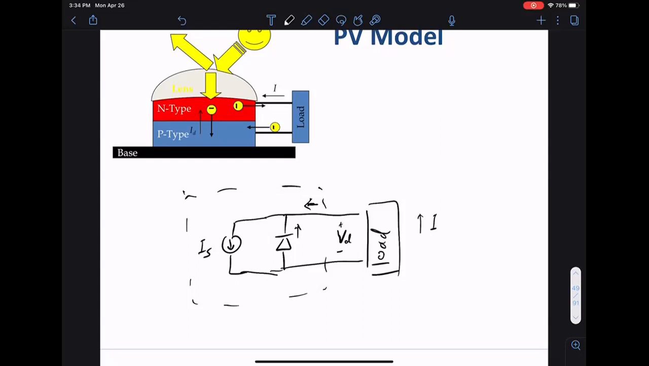Another question. I'm just wondering why the electrons don't all go directly from the end of the p-type, and why would they not skip the load?